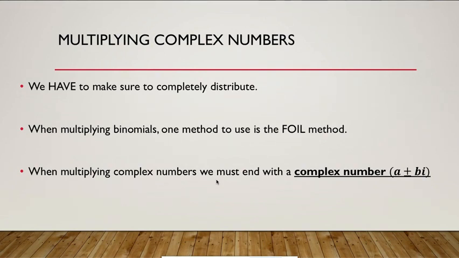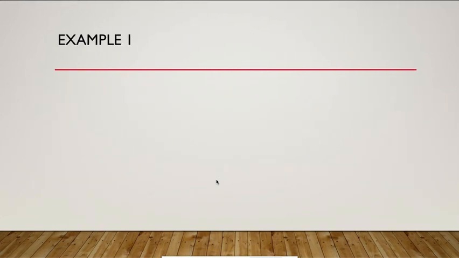And then finally, this is something different and new. When we're multiplying complex numbers, we must end with a complex number, a plus or minus bi. So in other words, we need to make sure we're fully and completely simplifying everything we can so that we have one real component and one imaginary component. Even if one of those components multiplies and then cancels out, we still want to make sure we only have one of each.